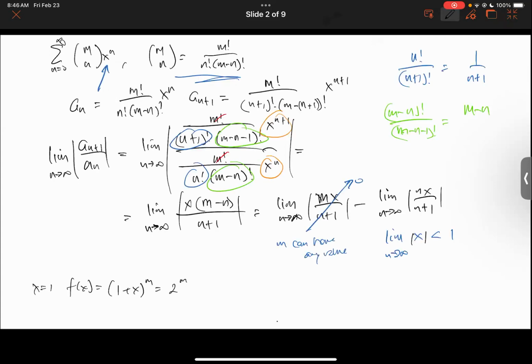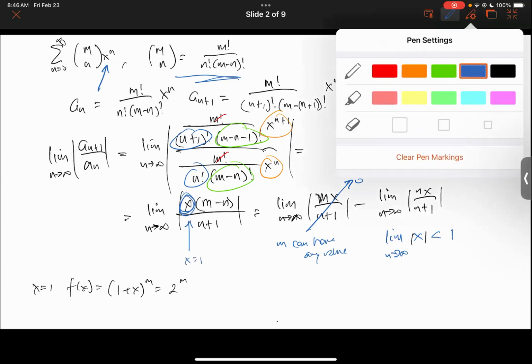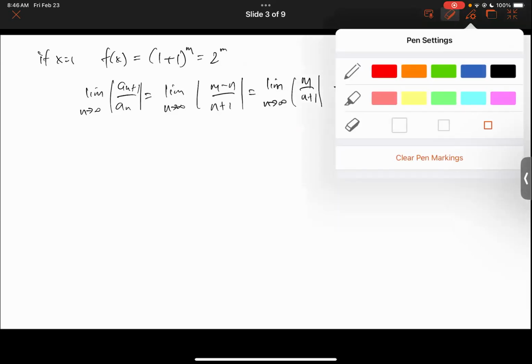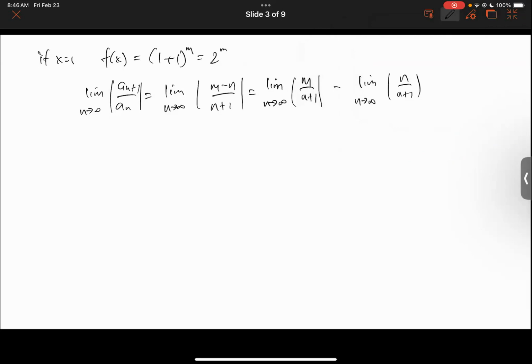Remember that x equals 1. So dun sa derivation natin kanina, itong x na to will just be equal to 1. So this then becomes limit as n approaches infinity ng m over n plus 1 minus limit as n approaches infinity ng n over n plus 1. Sorry, in this case, we don't take the absolute. Well, pwede na rin. Yeah, pwede na rin.